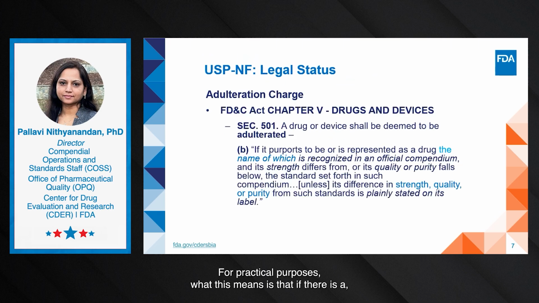For practical purposes, what this means is that if there is a drug substance, drug product, or excipient that has an official USP monograph, and there are any differences from the strength, quality, or purity from the monograph standard, then the difference needs to be plainly stated on the label.